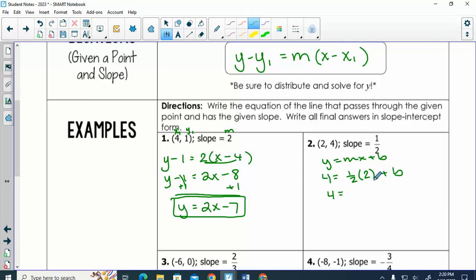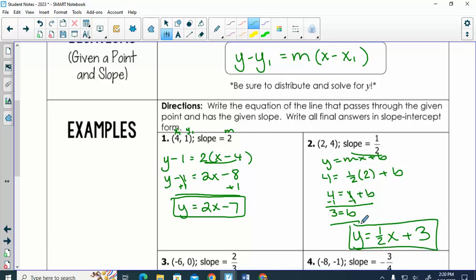So 1/2 times 2, then we have to move the 1 to the other side, so we subtract it. And so we get b equals 3. Now we have our m and we have our b, so we could write the equation. Y equals m, which is 1/2 x plus b, which is 3. 2 methods. It doesn't matter a bit which one you use.